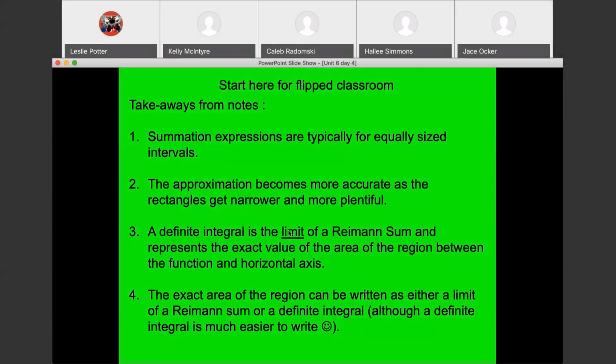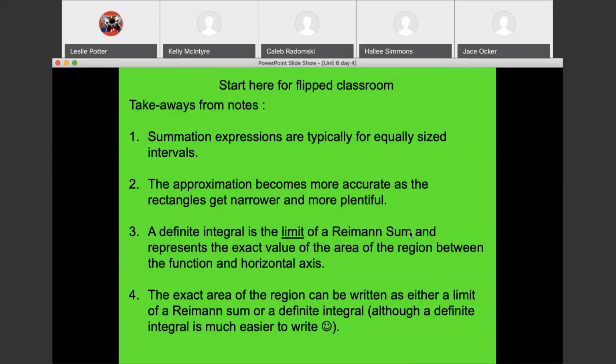The definite integral is the limit of that Riemann sum. So the exact value of the space between the function and the horizontal axis comes from taking a limit as we put infinitely many rectangles in that space. That is the definition of the exact value. We call that a definite integral.